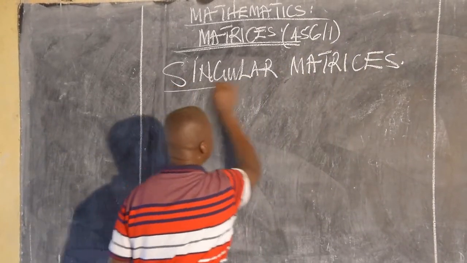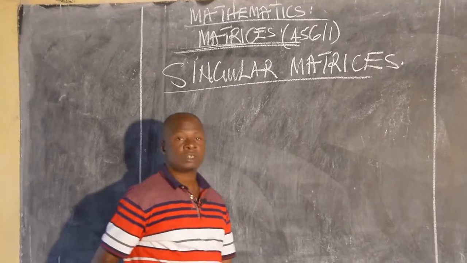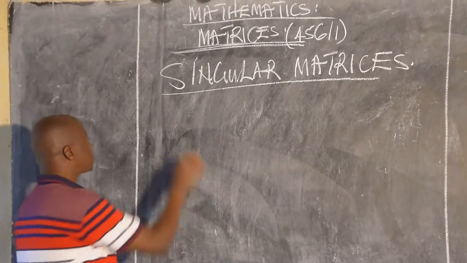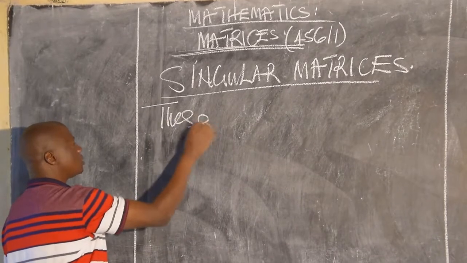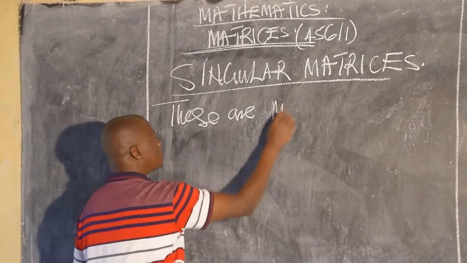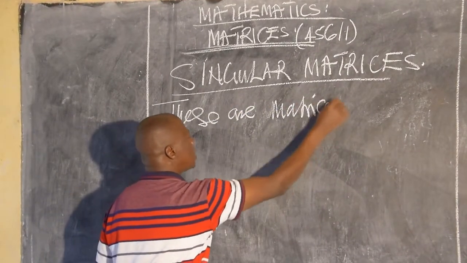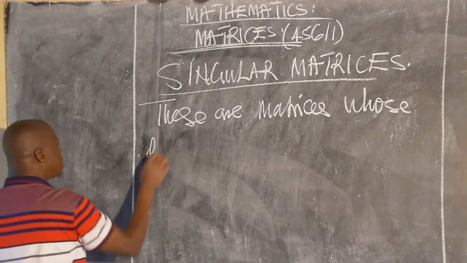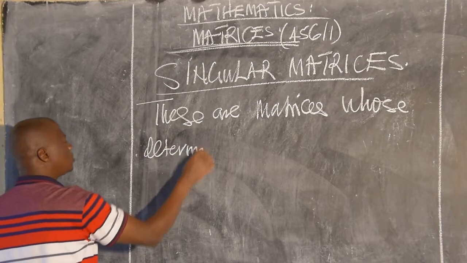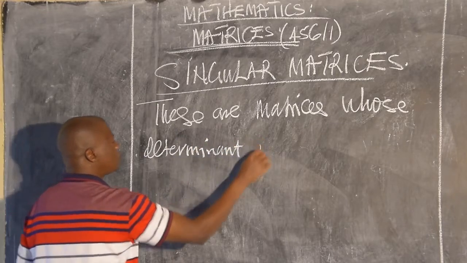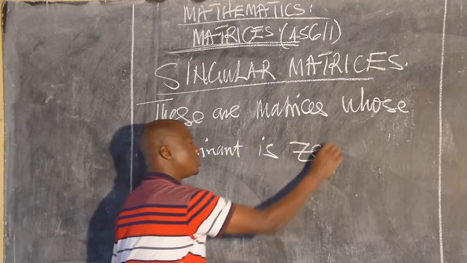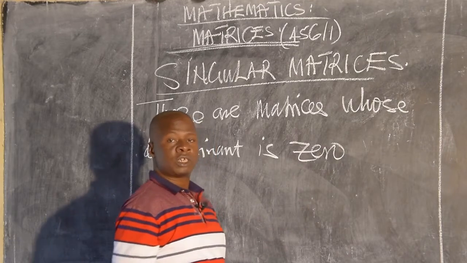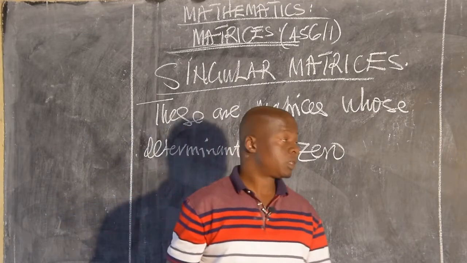A singular matrix, by definition, these are matrices whose determinant is 0. These are matrices whose determinant is 0.